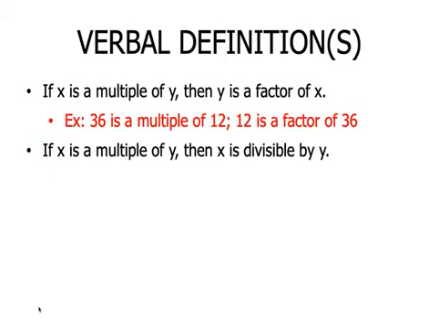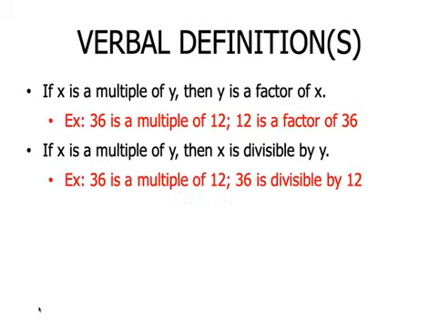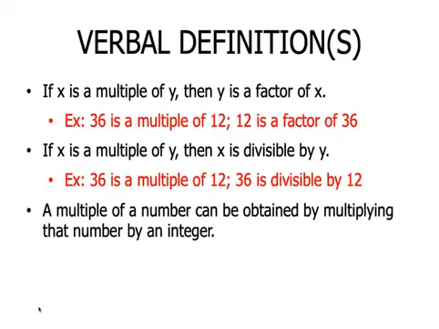You could also put it this way. If x is a multiple of y, then x is divisible by y. For instance, 36 is a multiple of 12, and 36 is divisible by 12. Finally, you could put it this way. A multiple of a number can be obtained by multiplying that number by an integer. So take 12 and multiply it by 2. You have 24. Great, 24 is a multiple of 12. And again, my recommendation is don't worry about memorizing these verbal definitions. Just put it into that chart that we were just looking at.